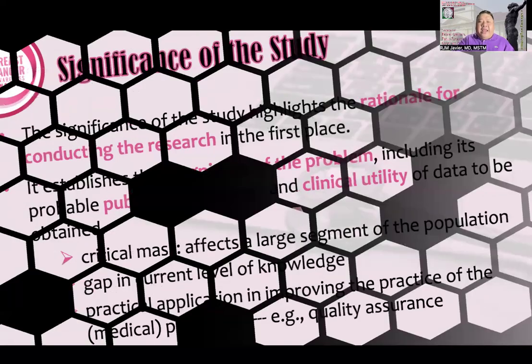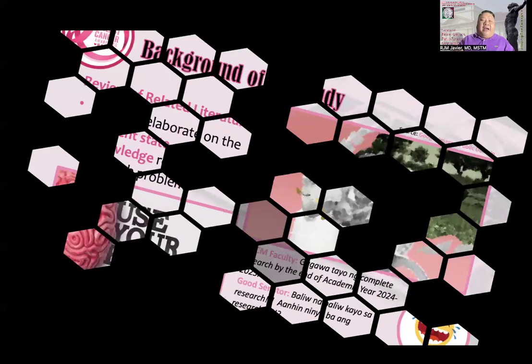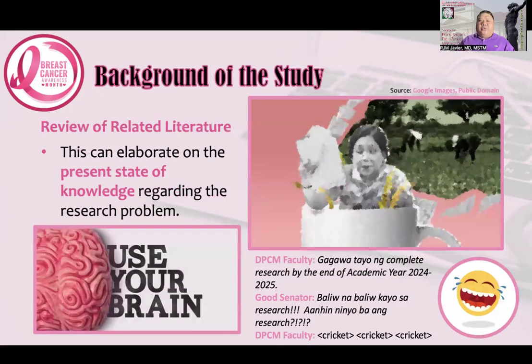And this will now lead to the background of the study. This is where your review of related literature will come in. This will elaborate on the present state of knowledge regarding the research problem. If your research problem is often faced with clinical dilemma, we don't know if something is good or bad, or there are controversies with regard to your research problem, then this is the most opportune time to do the research to further understand the problem.